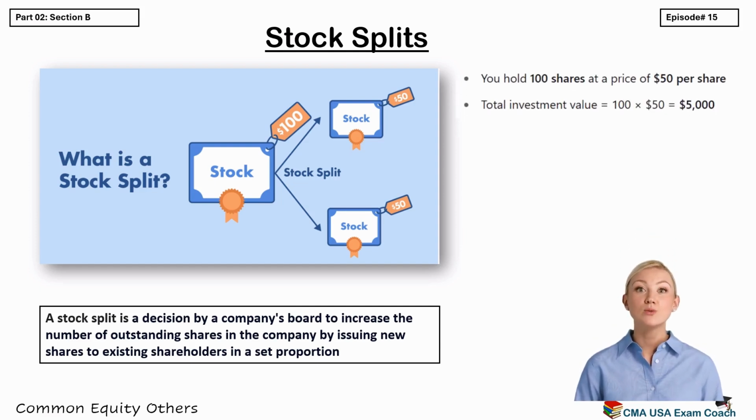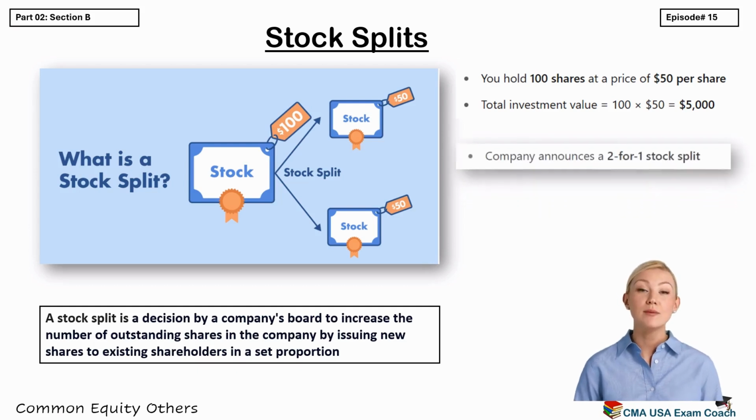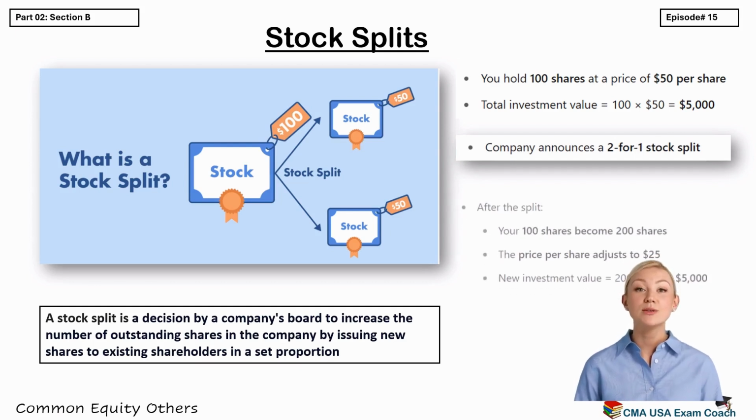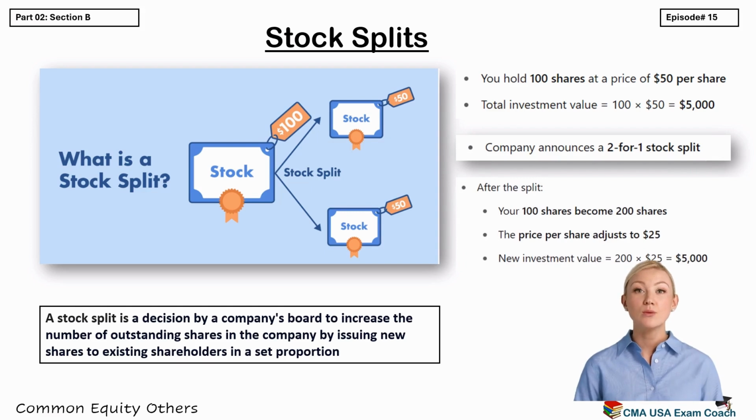Imagine you currently hold 100 shares of a company and each share is priced at $50. That means your total investment value is 100 shares multiplied by $50, which gives you $5,000. Now, the company announces a 2-for-1 stock split. What does that mean? It means for every one share you currently own, you will now receive 2 shares. So, your 100 shares will become 200 shares.